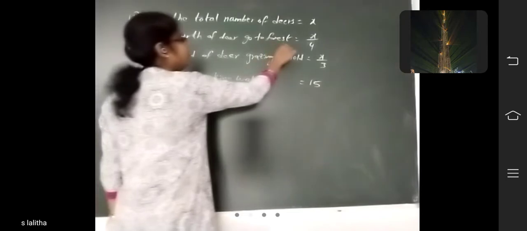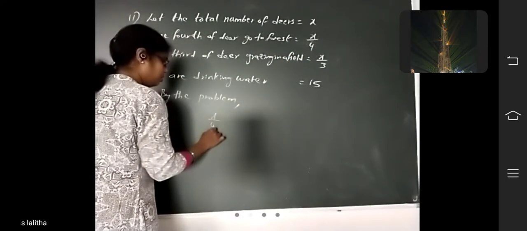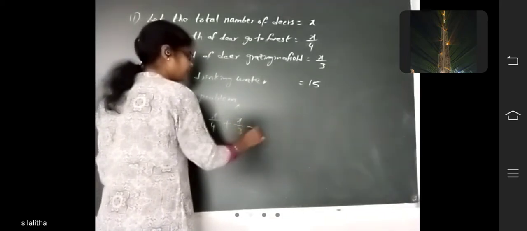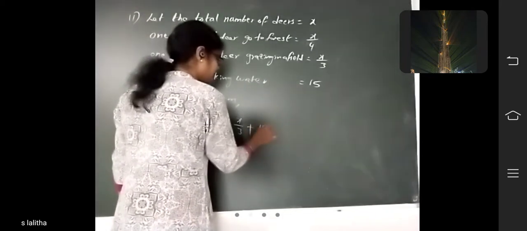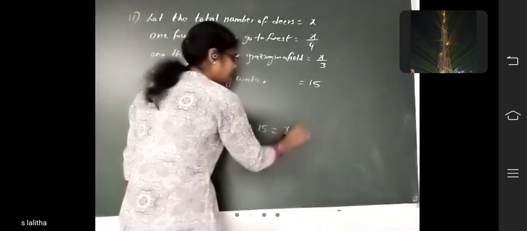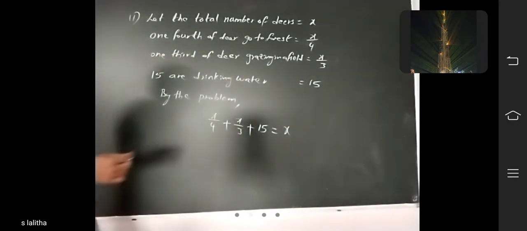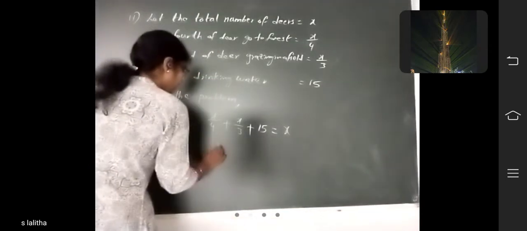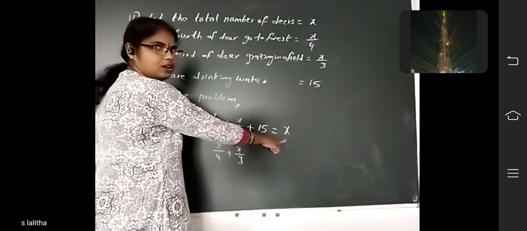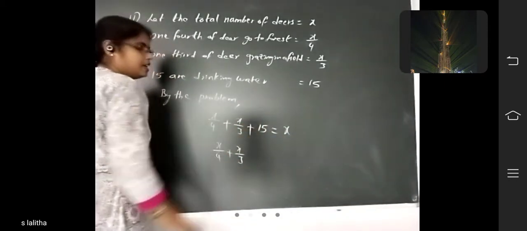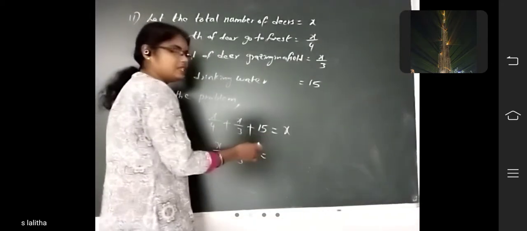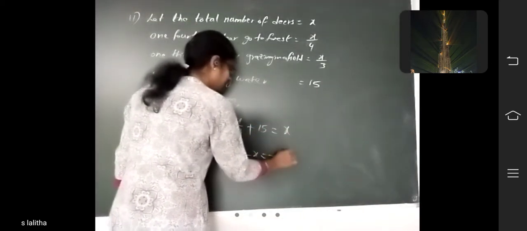so 1/4 of deer go to forest, x by 4, plus 1/3 of deer grazing in a field, x by 3, and 15 are drinking water. So you have to find all these total. We will get the total number of deer. Okay. So x by 4 plus x by 3 plus 15 equals x. Now this x variable transfers to LHS, that is minus x is equal to minus 15, as 15 is transferred to the other side.